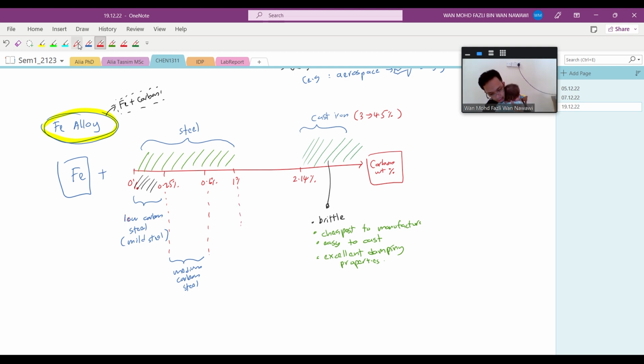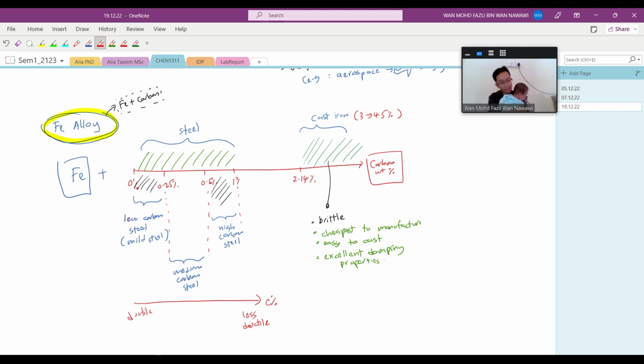So this one we call high carbon steel. The more carbon percentage you add, the less ductile it becomes. When you add more carbon percentage, it becomes less ductile.